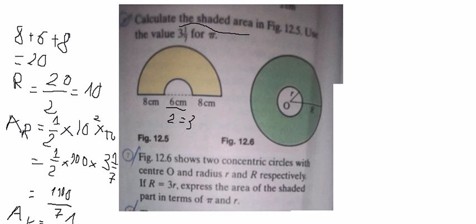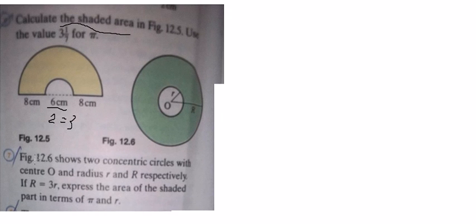Now let's go to the second one. Figure 12.6 shows two concentric circles with center O and radius r, and the capital R is 3r. Express the area of the shaded part in terms of pi and r.